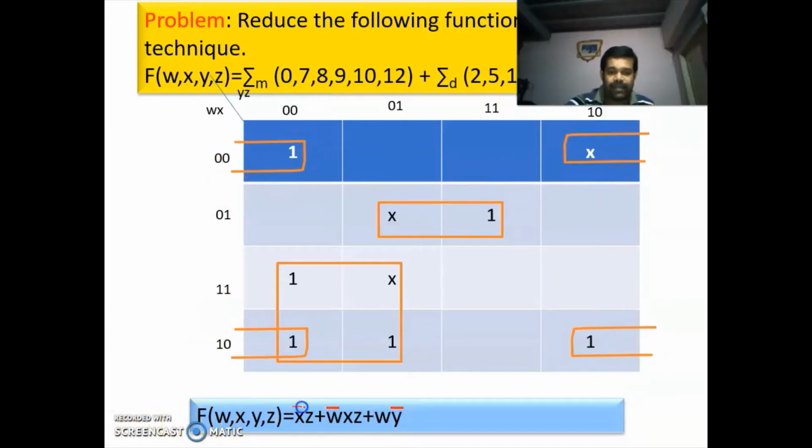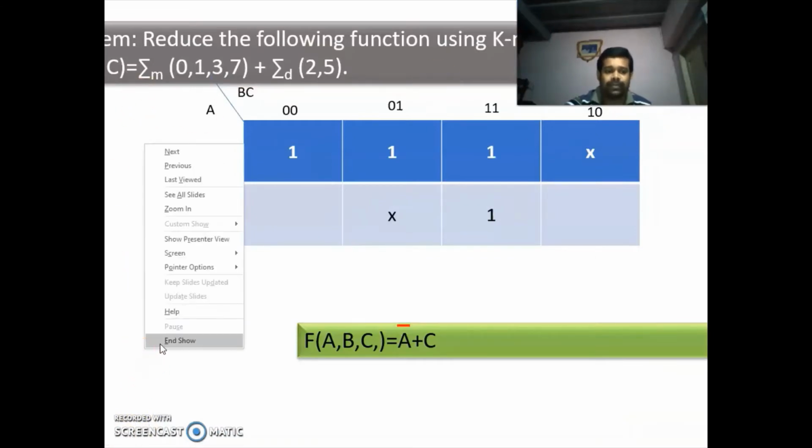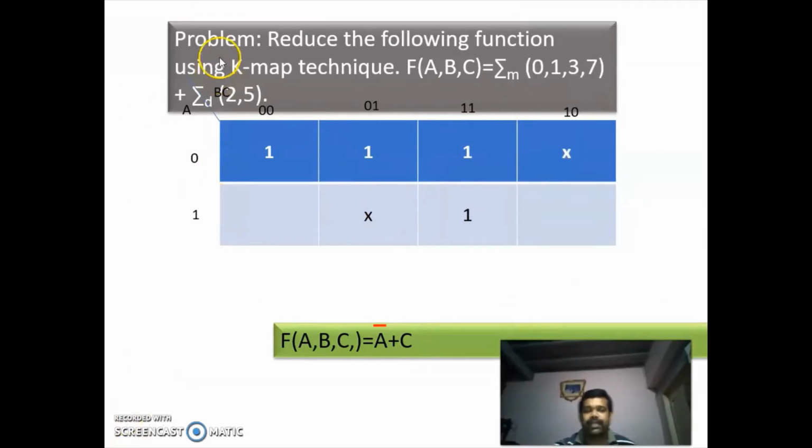So here you are having X bar, Z bar, X bar, Z bar. Okay. Now you can go to the next problem. Next we are going to see a problem.